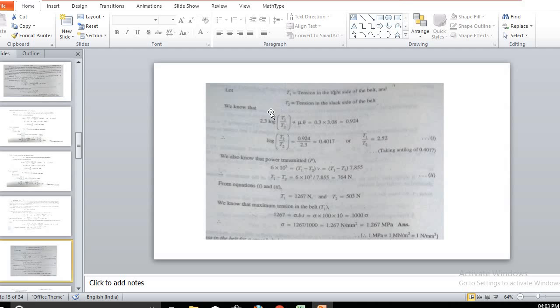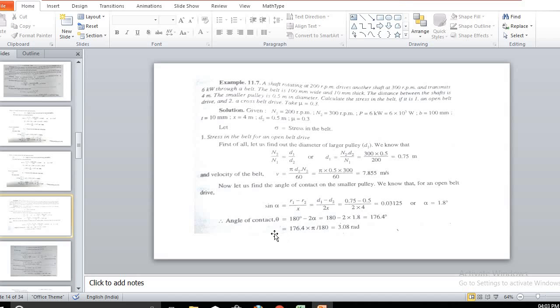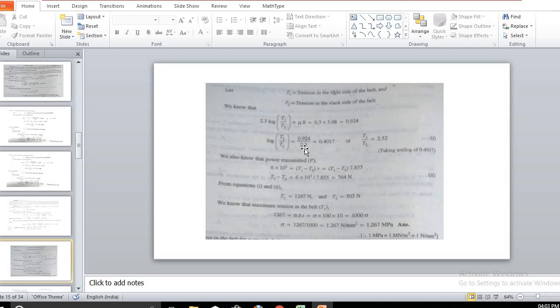Now in this case we should know T1, T2, and mu theta. Mu is given as 0.3. Theta we have to calculate. T1 and T2 we also have to calculate. So first we find the theta value.